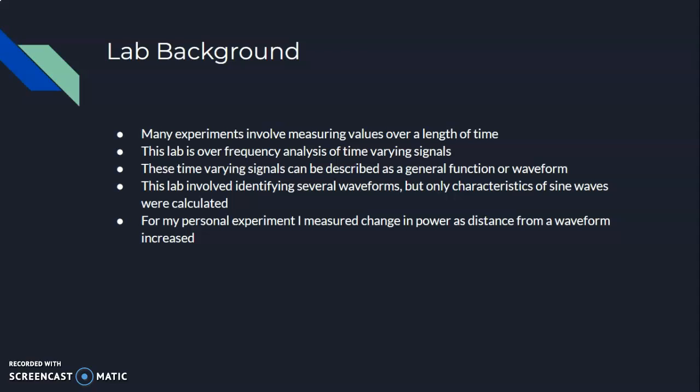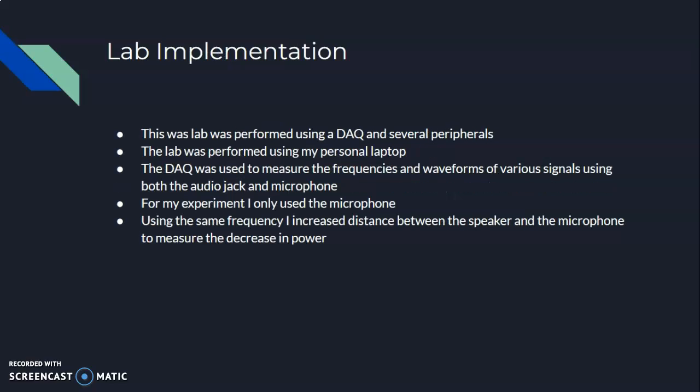In some parts of this lab, we had to identify several different types of waveforms, such as sine waves, square waves, triangle waves, and a few more. But only the different characteristics of sine waves were calculated. And for my personal experiment, I measured the change in power of a sine wave as distance from the waveform emitter increased, but I'll touch more on that later in this presentation.